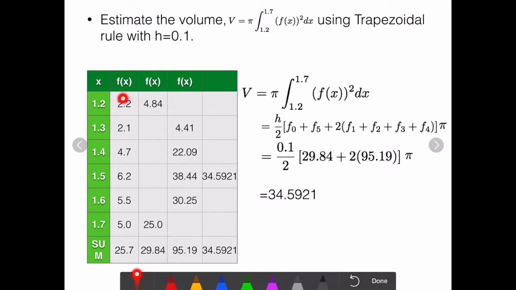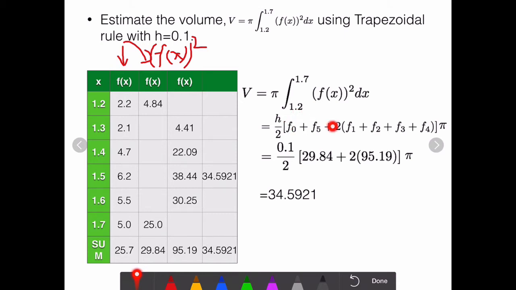you need to do some extra work over here, because this is no longer f(x). Based on our trapezoidal rule, for this one it should be f(x), but this is f(x) squared. That means we have to square our existing columns here. The existing column here, we square the f(x), and somehow we get all the numbers in f(x) squared.